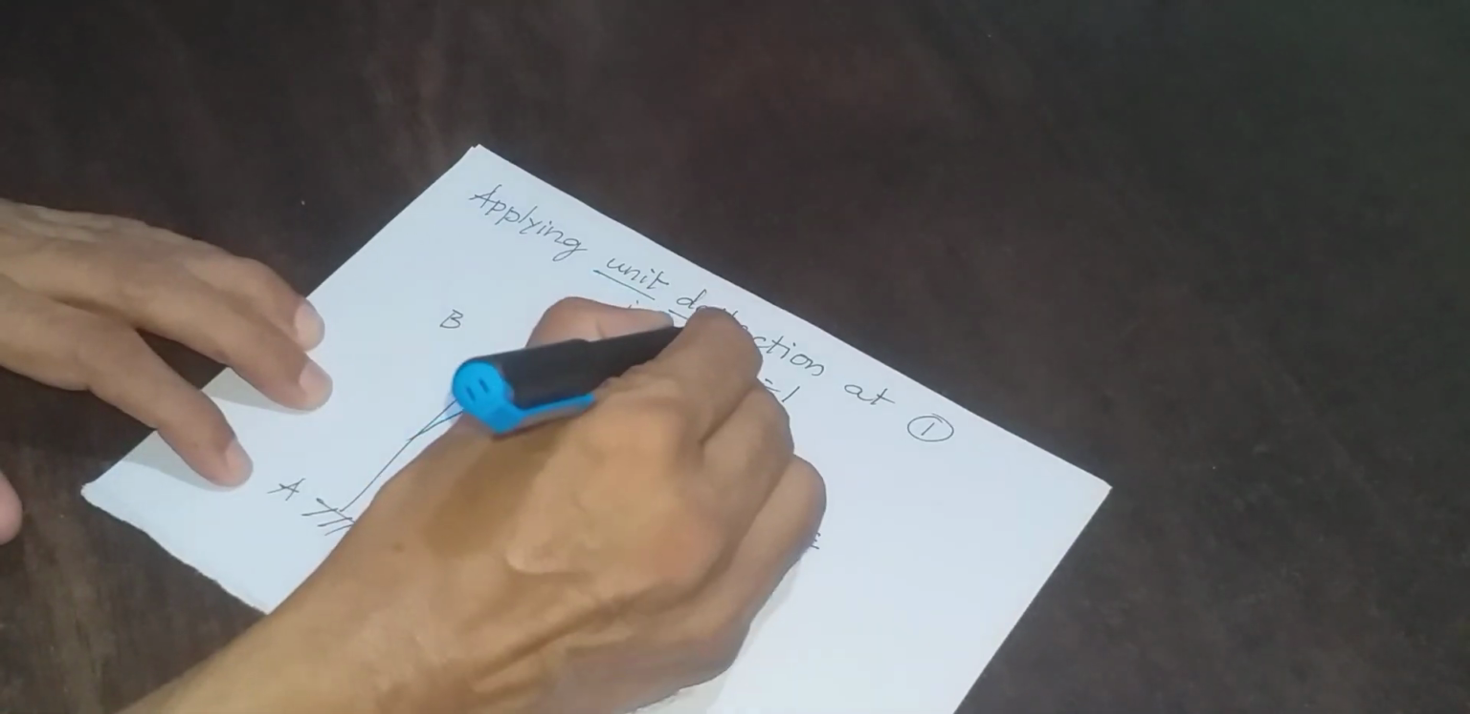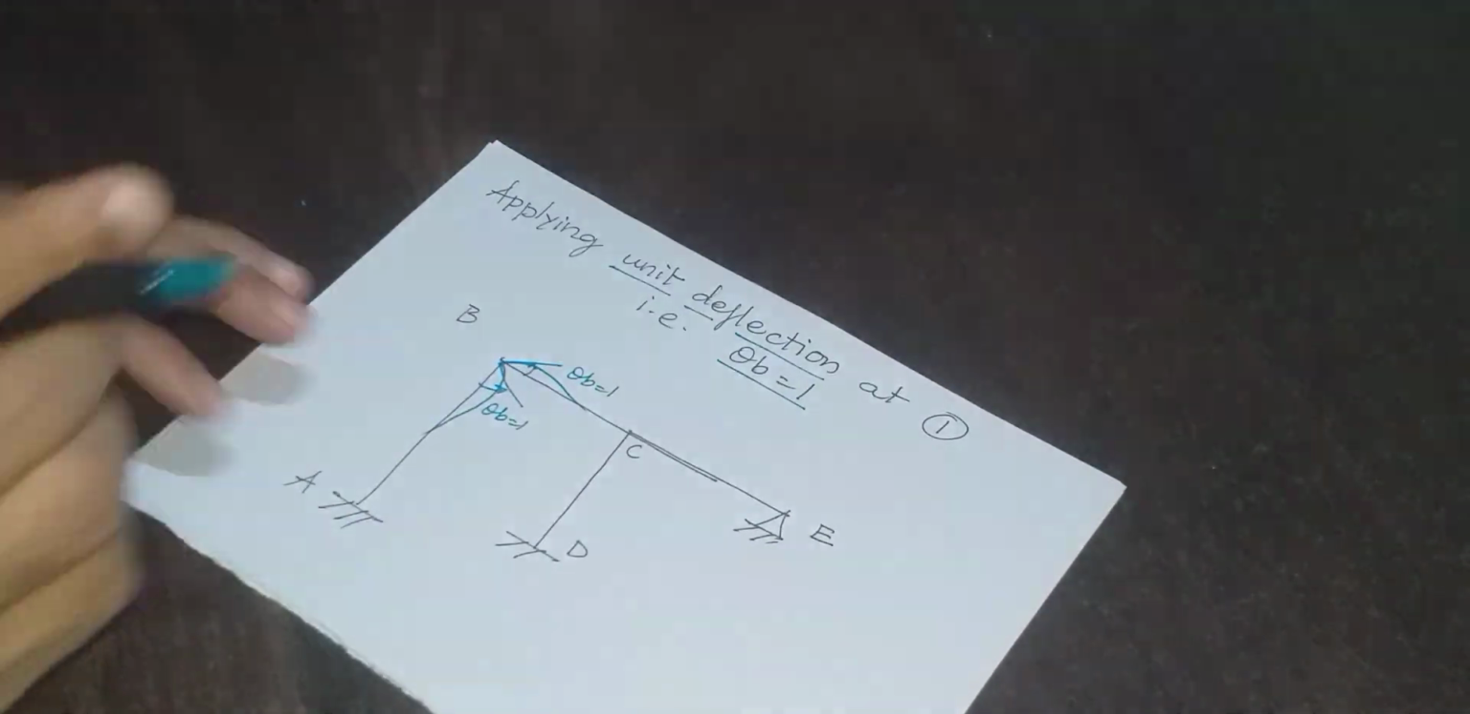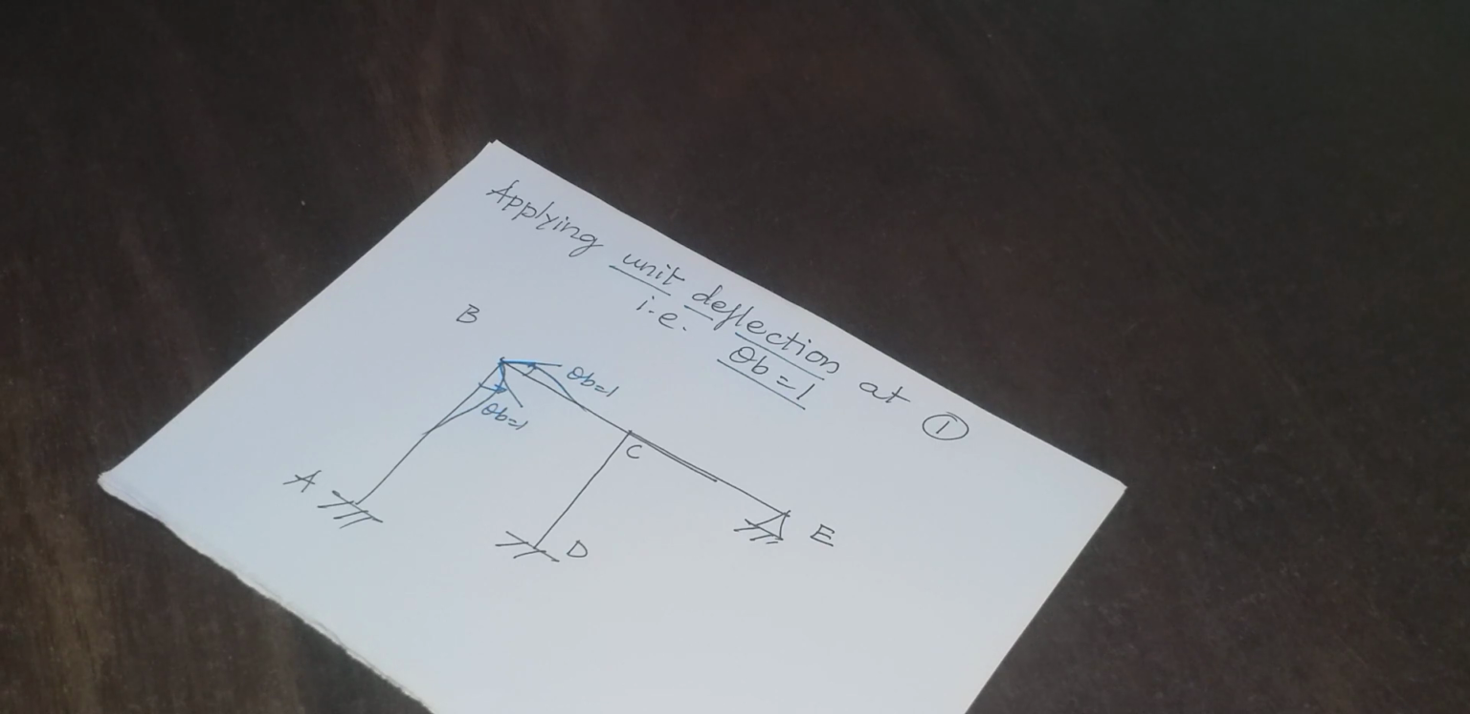Why unit deflection? Because the definition of stiffness says: forces acting at the coordinate due to unit deflection. That is why I have provided unit deflection. So what are the various forces that will be generated at B?